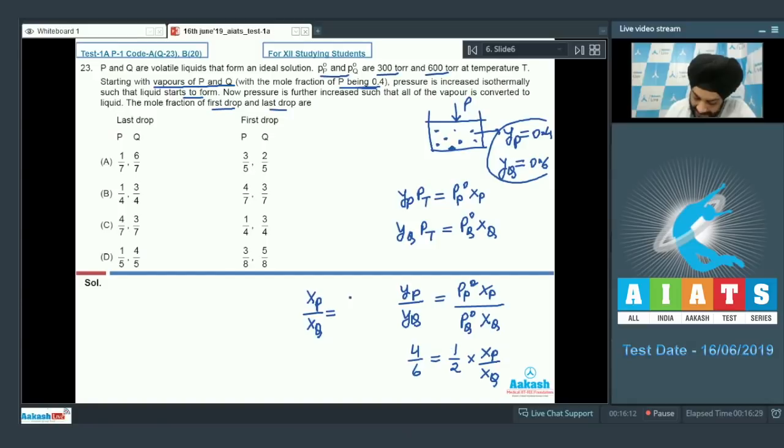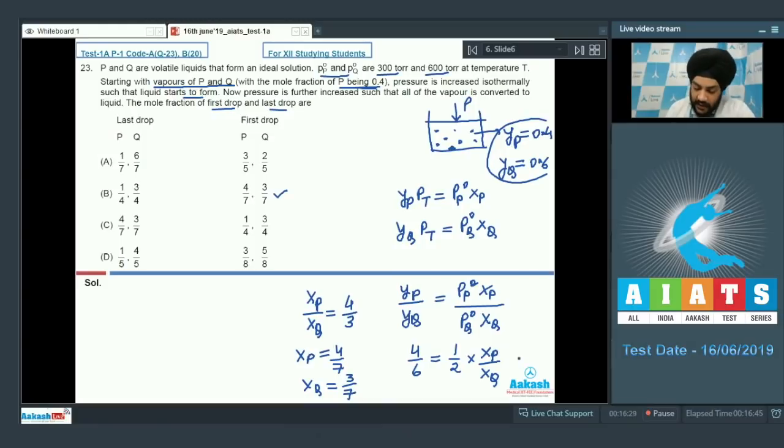equal to 4 by 3, which must mean that the mole fraction of P is equal to 4 upon 7, whereas the mole fraction of Q is equal to 3 upon 7. Okay, so we can clearly see that this is given in the B option.